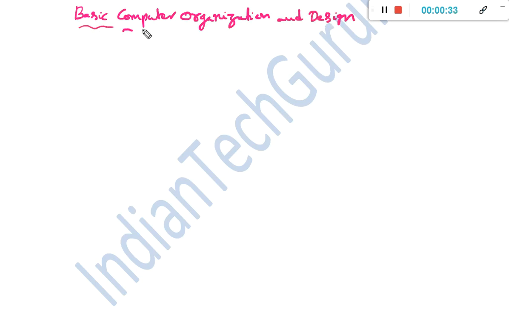So in this video, let us start with the second unit, first chapter. The second unit, first chapter is basic computer organization and design. Basic computer organization and design.